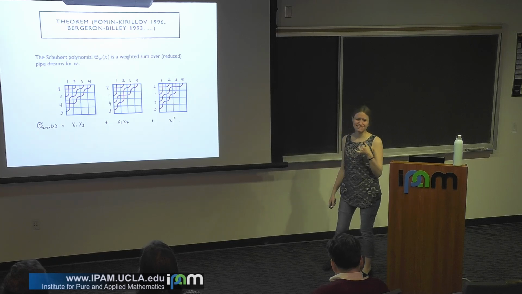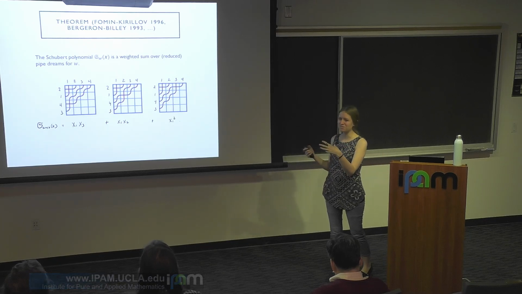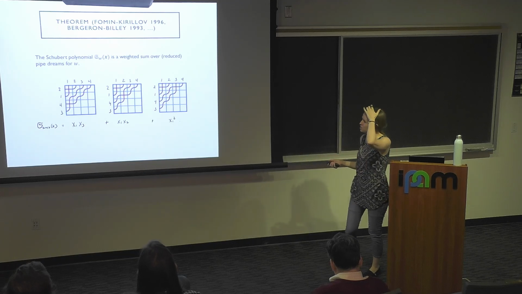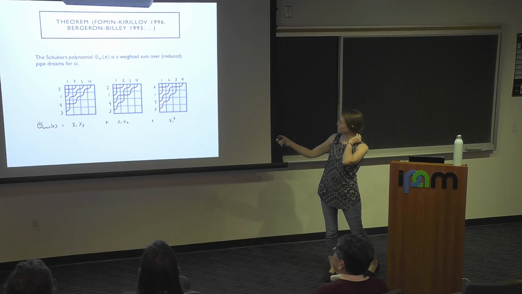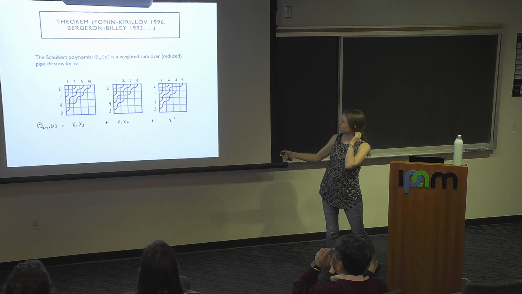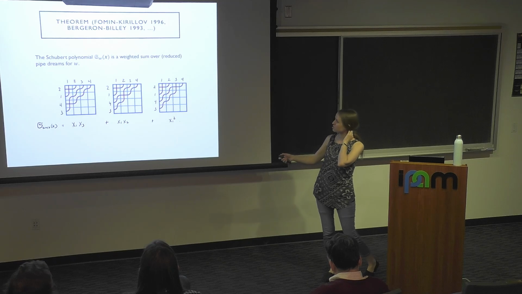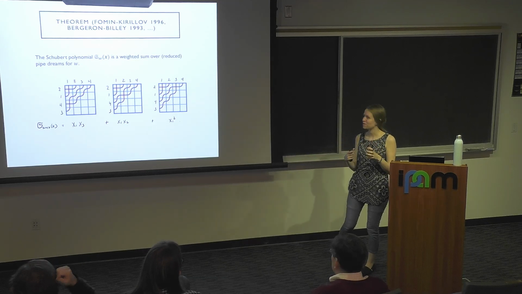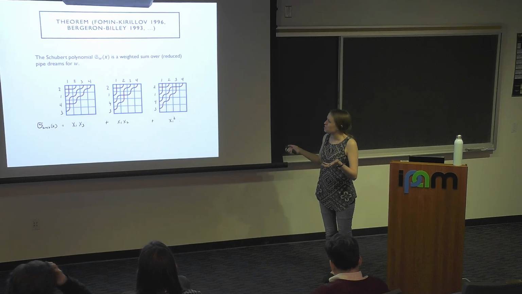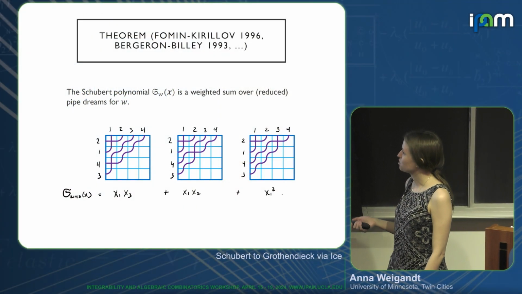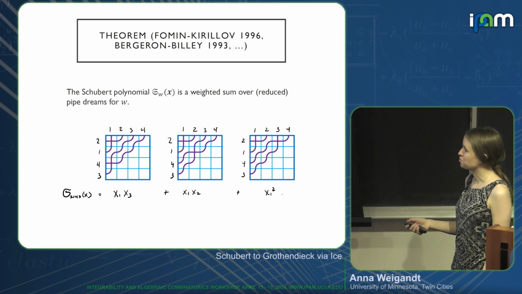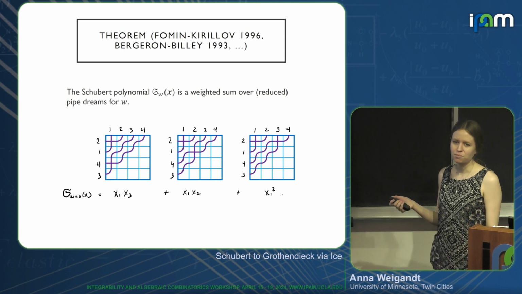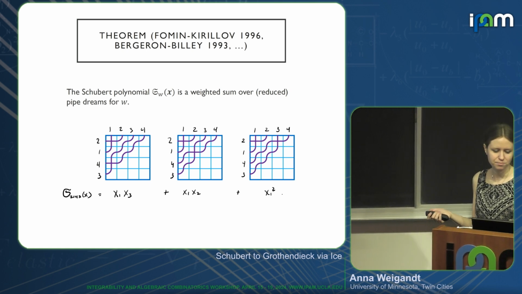I'm listing some names depending on how you look at these objects. There's a rich history to the objects of pipe dreams. But Fomin and Kirillov drew these nice sort of squiggles. Bergeron and Billey transformed work of Billey, Jockusch, and Stanley to sort of turn a more array version into these pictures. But the big picture is that Schubert polynomials are a weighted sum over reduced pipe dreams for W. So this reduced condition is the same as before. Pairwise pipes cross at most one time.